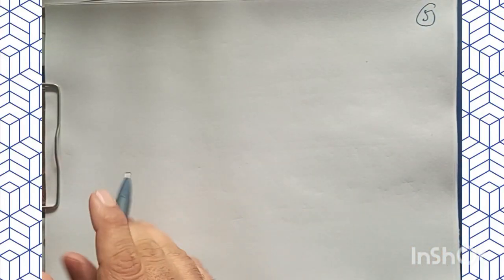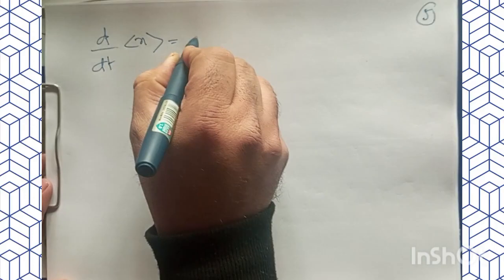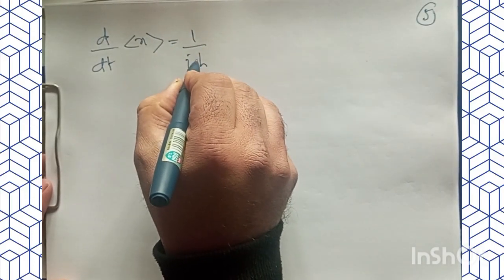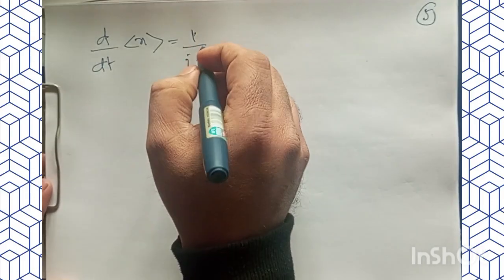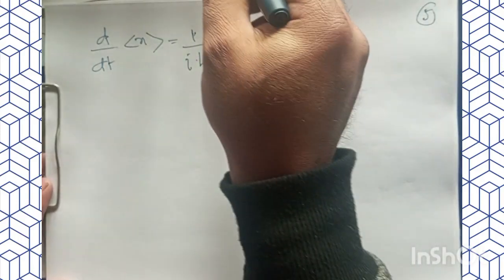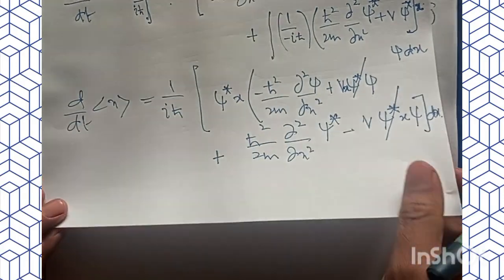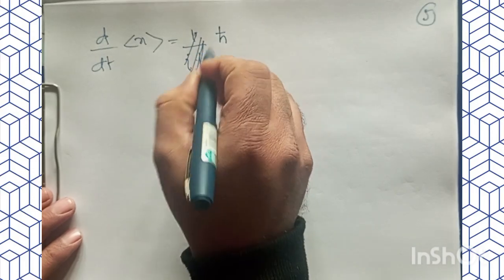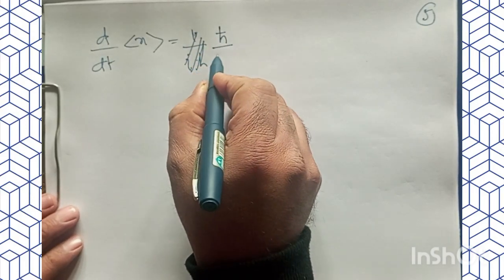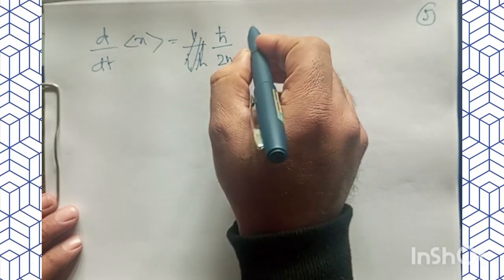And so what I will have left is d by dt of the expectation value of x is 1 by i h cross. What can I do here? I will have this 2m out, and h cross square, and this h and h cross square will go out. So I will have h cross in the numerator as h cross by 2m, and iota will also be included.